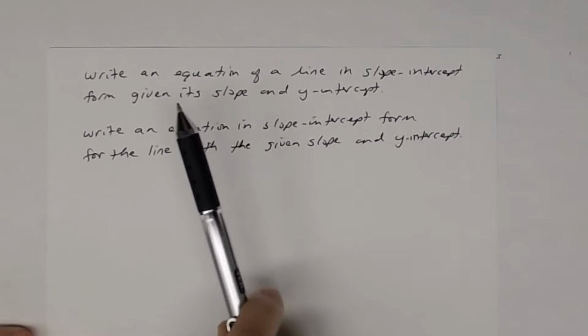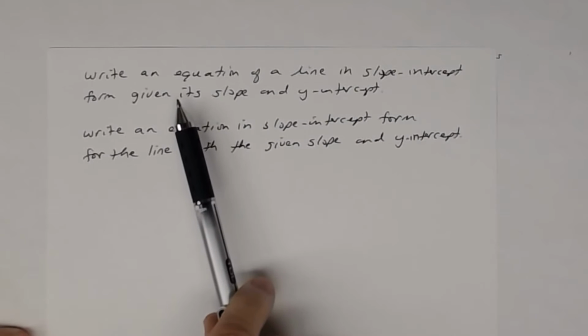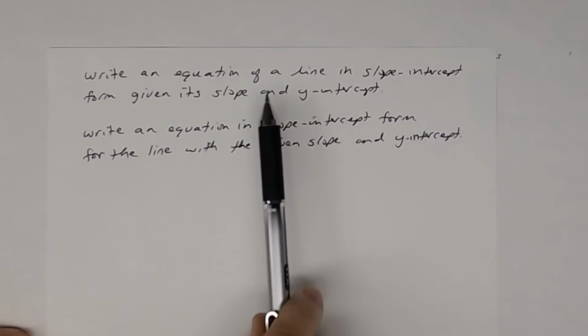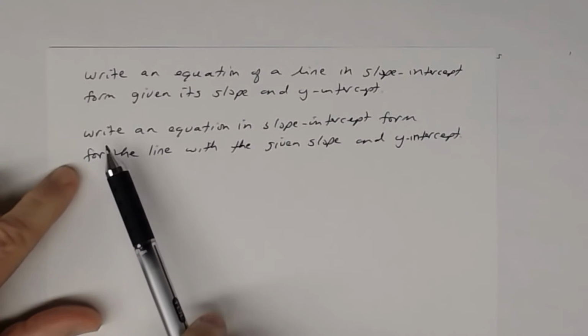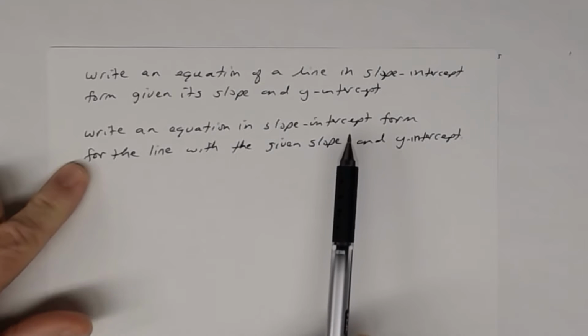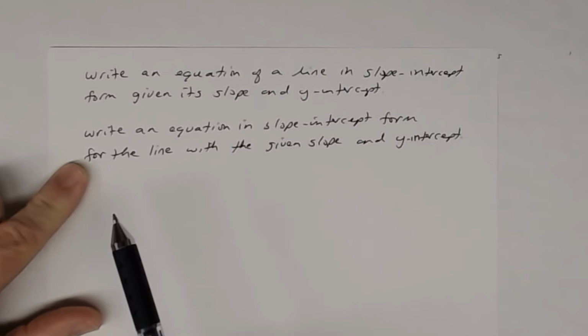In this lesson, you're going to learn how to write an equation of a line in slope-intercept form when the slope is given and the y-intercept is given. And so the directions will usually say something like this: Write an equation in slope-intercept form for the line with the given slope and the y-intercept.